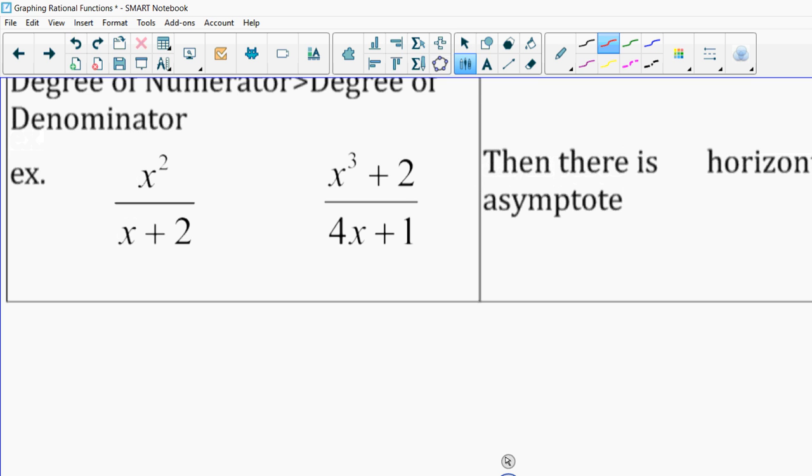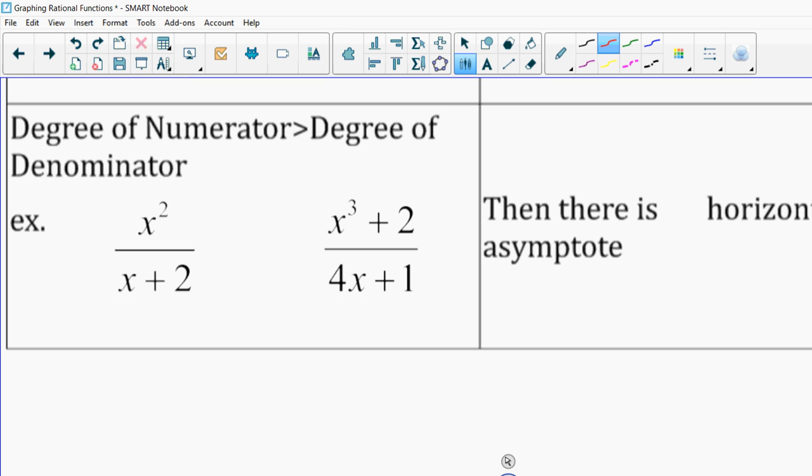When the degree of the numerator is bigger than the degree of the denominator. What's the degree here? 2 here, 1. What's the degree here? 3 here, 1. When the degree of the top is bigger than the degree of the bottom, you don't have a horizontal asymptote. There's not one.